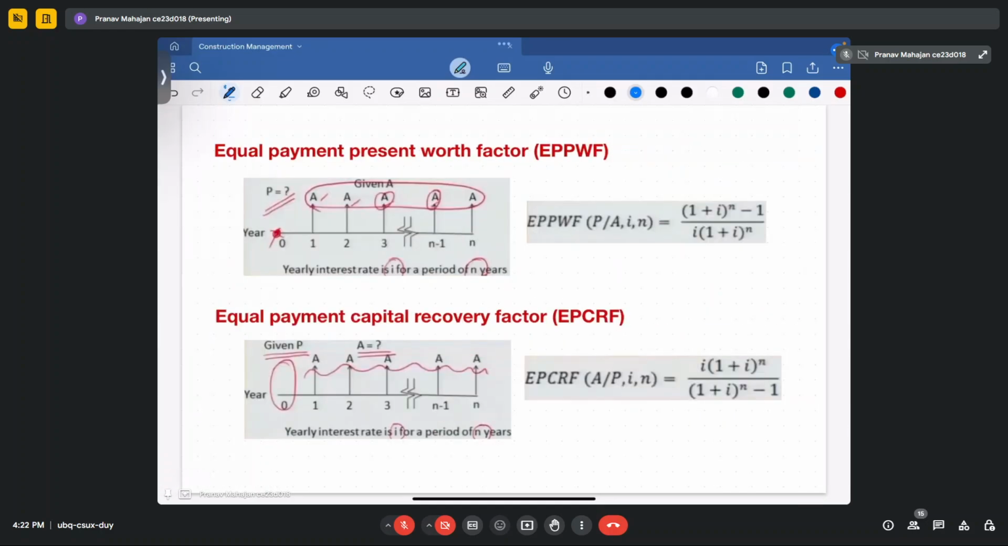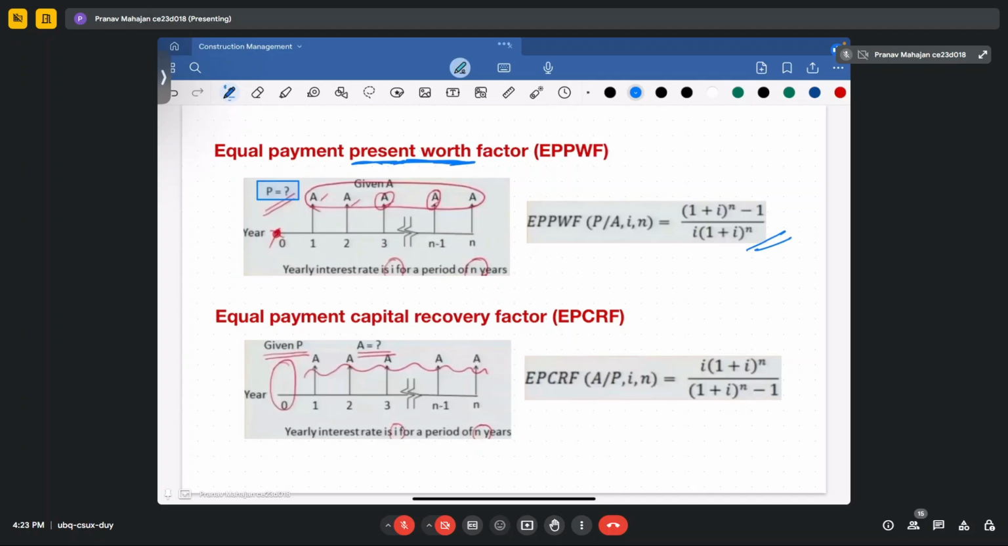Next is when you are expected to determine the present value of the money, given you are providing the annuities at regular intervals. So in this case, it is the equal payment present worth factor. Remember this word, present worth. When you are expecting a present worth, that means you are expected to calculate the present value of the money. In this case, it is 1 plus i to the power of n minus 1 divided by i into 1 plus i to the power of n.